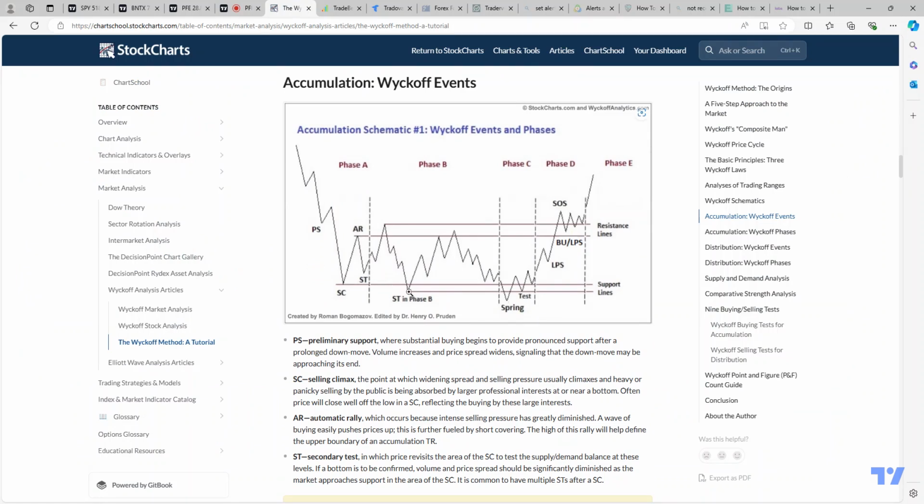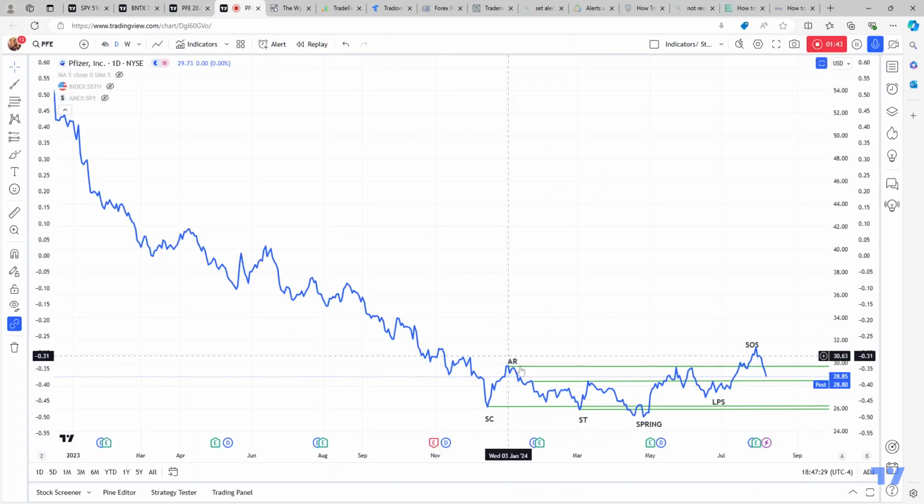Then you get a secondary test in phase B. That's that over here. That's the secondary test. And that sets, now you can have a range that's set up over here. You see that low point there, another low point here. So now you have a range.